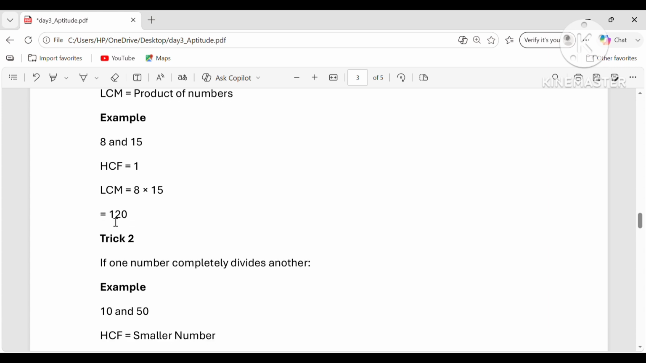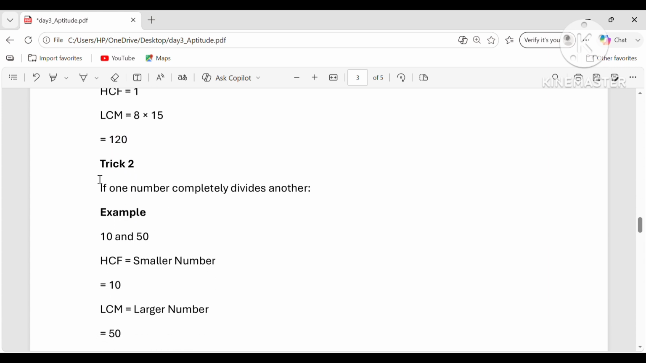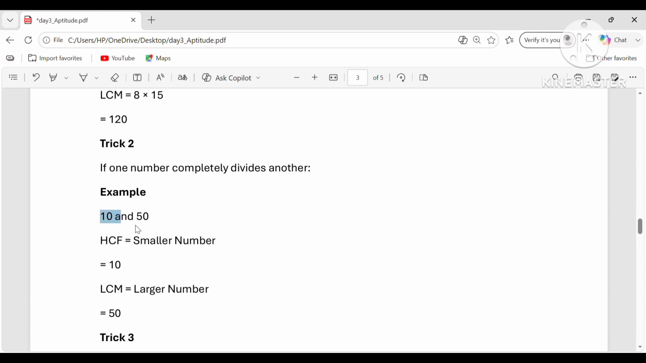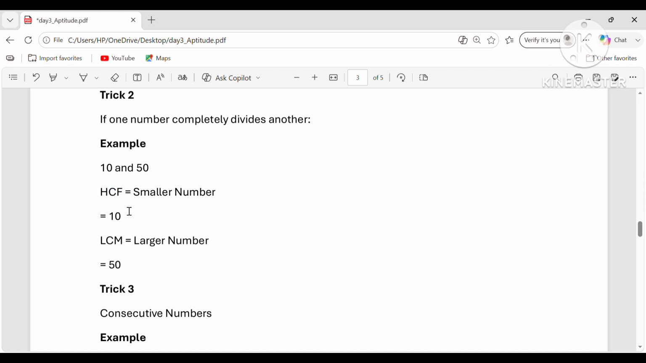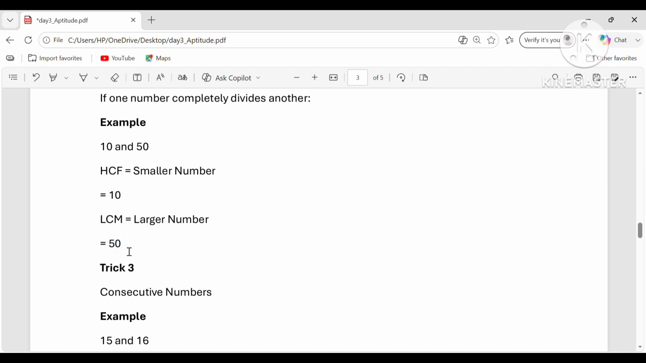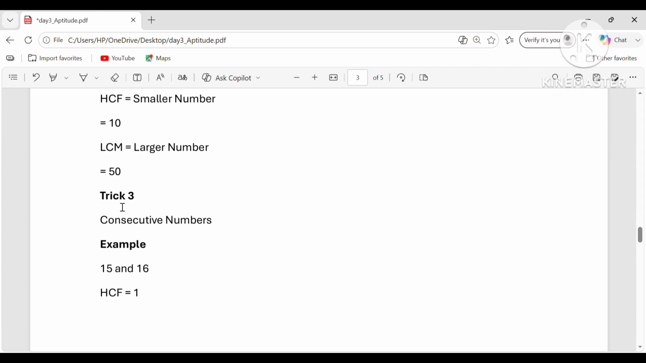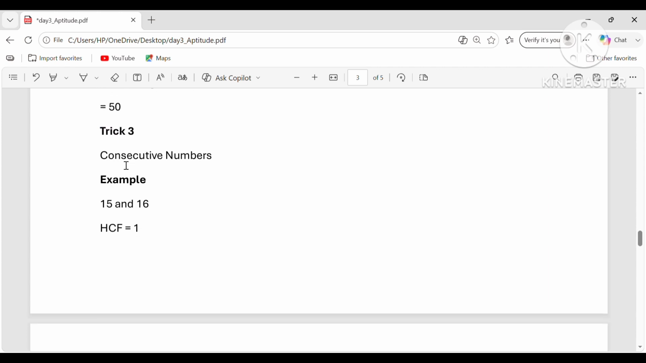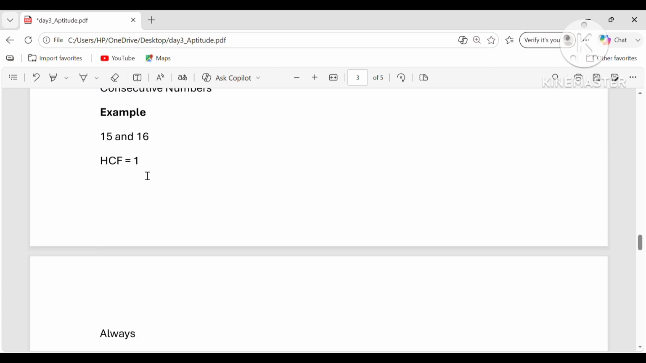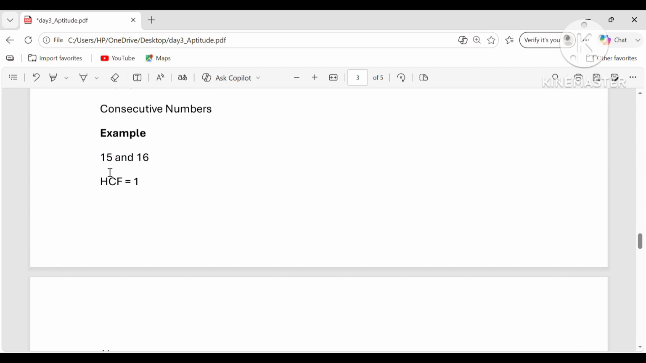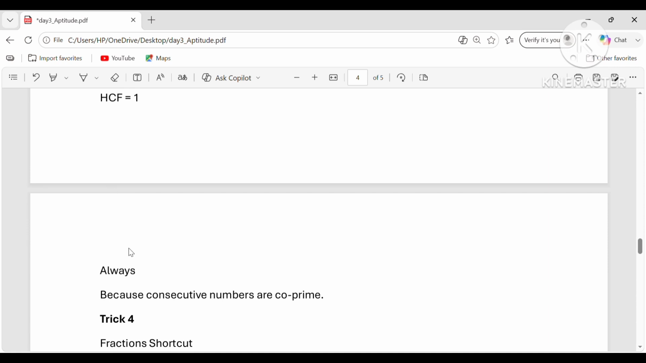Trick 2. If one number completely divides another, for example 10 and 50. 50 is divisible by 10. So HCF equals the smaller number and LCM equals the bigger number. Coming to trick 3, consecutive numbers. When we get consecutive numbers in questions, we find like this. 15 and 16 are consecutive numbers. HCF will always be 1, because consecutive numbers are co-primes.